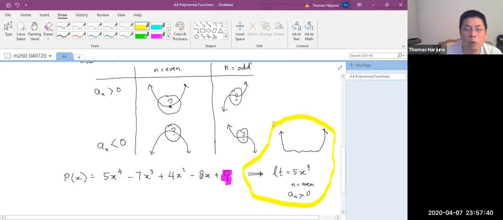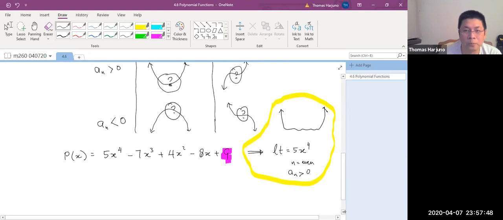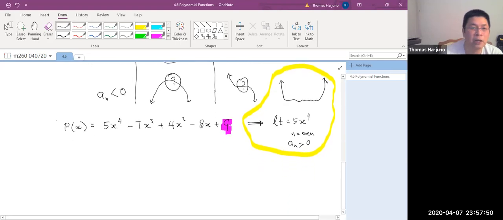Now, our main goal for this section, for this lecture today, is to graph polynomial functions. Now, the next thing is the intermediate value theorem.